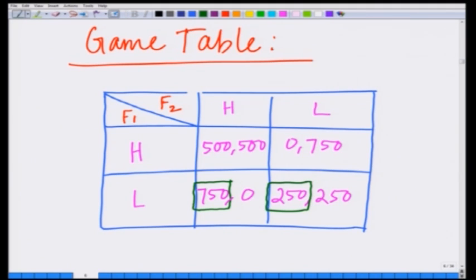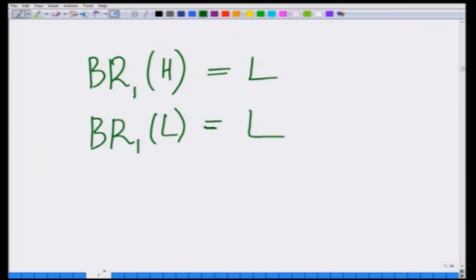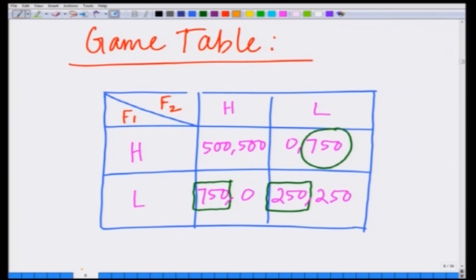If firm 1 chooses to set a high price, that is it is restricting the game to the first row, then the best response of firm 2 is again to set a low price, because low yields it 750, whereas high yields 500. So, firm 2 chooses low, which gives it a payoff of 750. So, best response of firm 2 to the action H of firm 1 is low, and again if firm 1 chooses to set a low price, then low for firm 2 yields 250, while high yields 0. Therefore, firm 2 chooses to set a low price, which gives it 250.